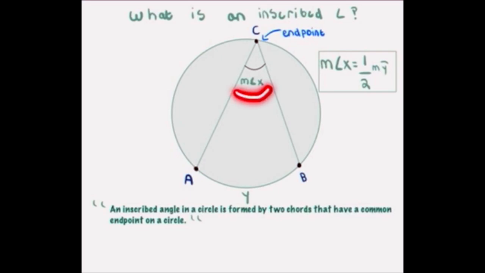And this forms an inscribed angle, which is the measure of angle X. An inscribed angle will always be half the measure of its intercepted arc. When I say intercepted arc, I mean that where the endpoints of the chords are, such as point A and point B, the arc that they intercept is the measure that you must halve to get the measure of angle X.